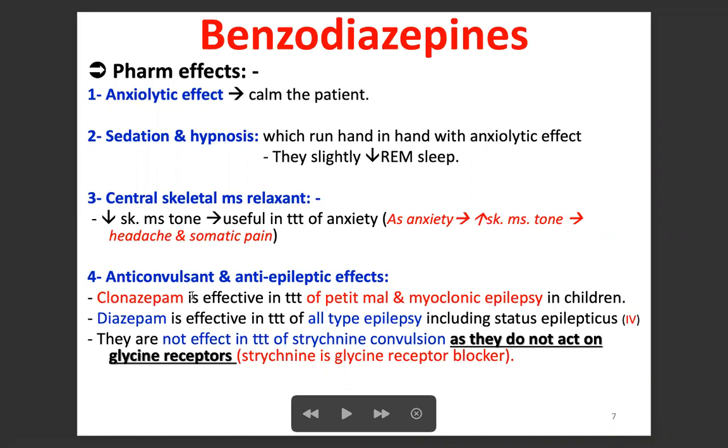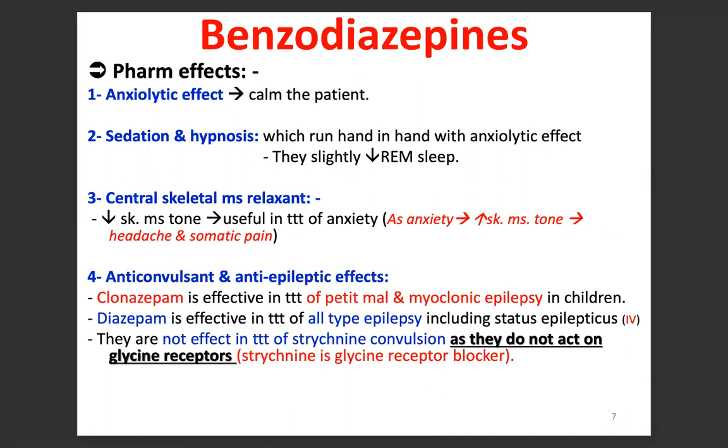So these are the drugs used in the management of petit mal, myoclonic, and all types of epilepsy, except strychnine-induced convulsion. Here these benzodiazepines are not effective in the treatment of strychnine convulsion. What is strychnine?